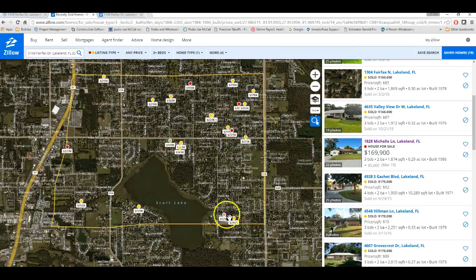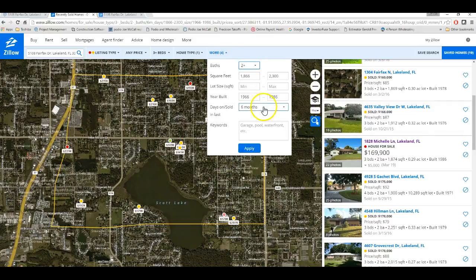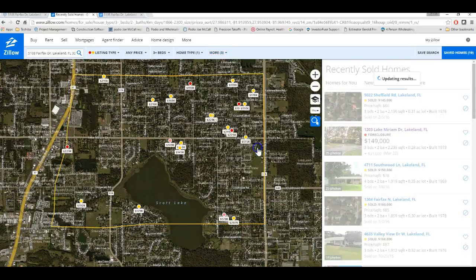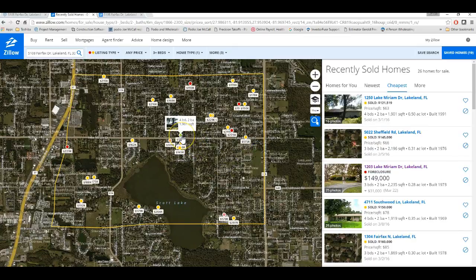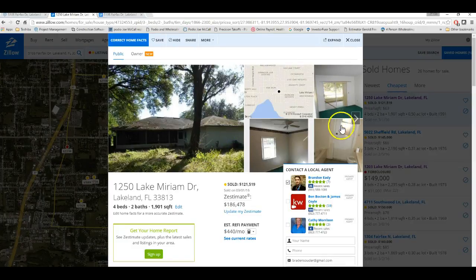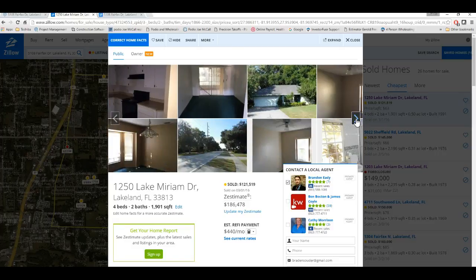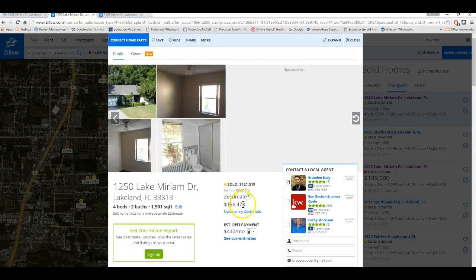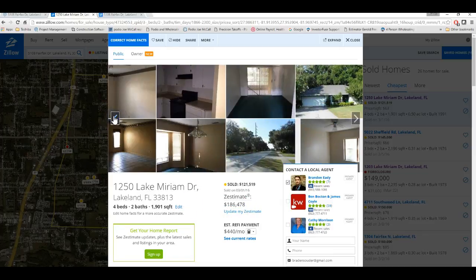I always like to draw a little radius, try not to cross any major roadways. And you got to play with it a little bit to really get a feel for it. Like sometimes you got to put in year built. Like let's take out the year built real quick and apply. See, now we have some other houses in here that have sold. You got maybe some newer houses. Maybe some, yeah, this one was built in 91. It sold for 120 just this month, and this estimate was 186, which is probably pretty close. Maybe on the low side.